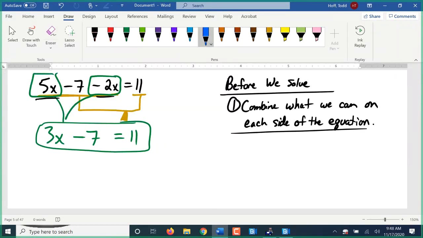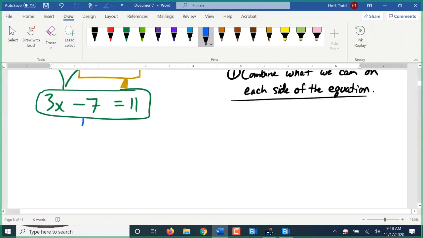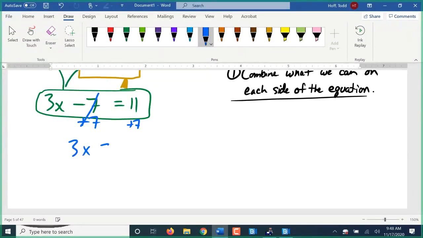Now we're going to go ahead and solve this. X was multiplied by 3, then the 7 was subtracted. So we're going to add the 7, cancels out the minus 7, leaving us with the 3x. On the other side, 11 plus 7 is 18. Then we'll divide by 3. Cancels out the 3, leaving us with just x. 18 divided by 3 is 6, so x equals 6.